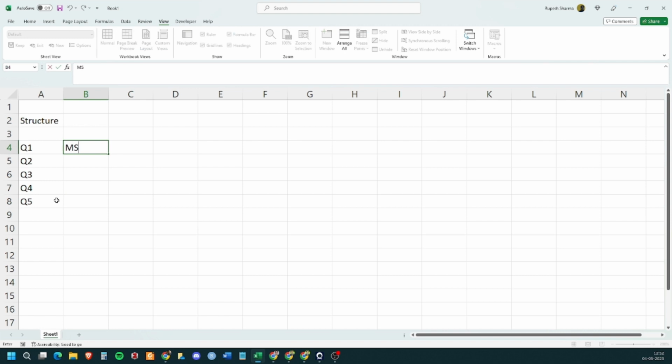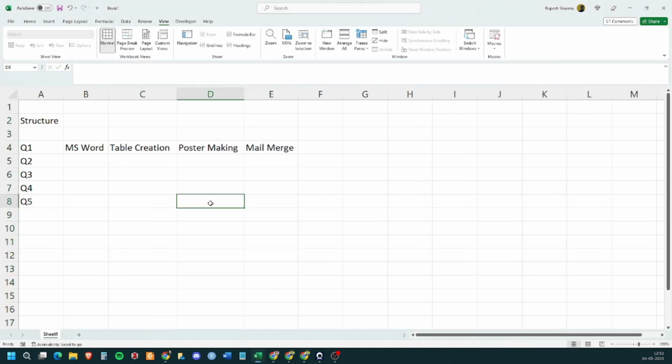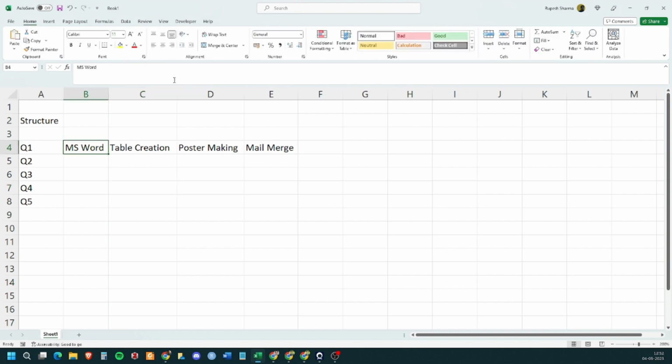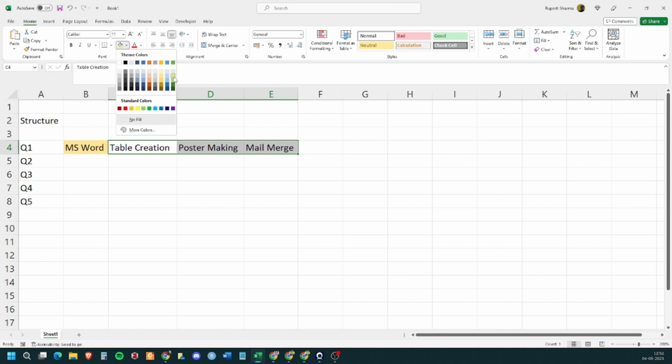First question is very clear. It will be on MS Word. Now you have 3 sort of things that can come for you. That is, one is table creation, then you have poster making, and then you have mail merge. So we have these 3 options which can come for MS Word, right? Very clear on this? Any confusion? This is our main topic and this is what can come.